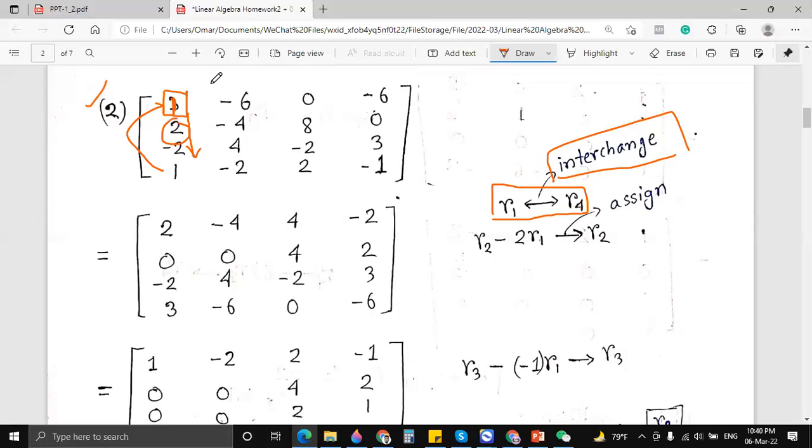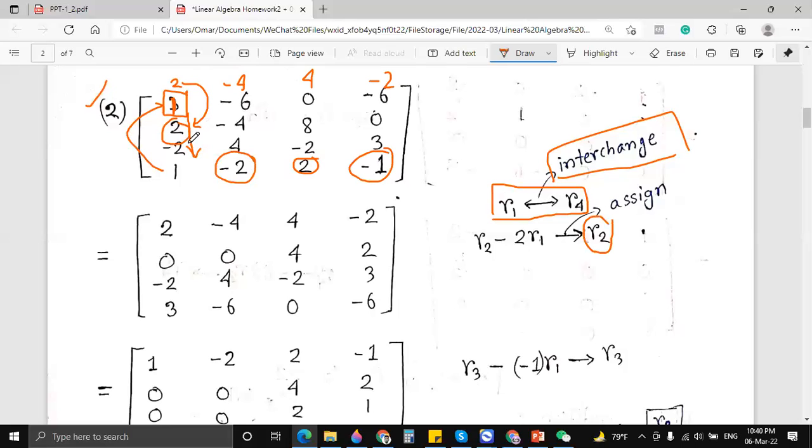2 here. Then minus 2 multiplied by 2, that means minus 4. Then 2 multiplied by 2, that means 4. And minus 1 multiplied by 2, that is minus 2. Okay. So now what we are going to do is subtract the first row from the second row, and then assign the result to the second row.